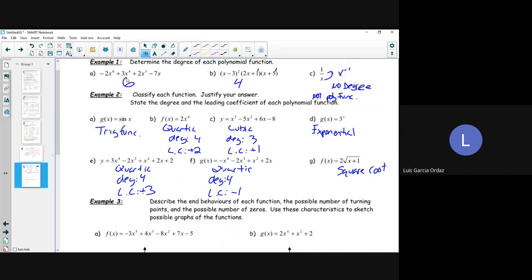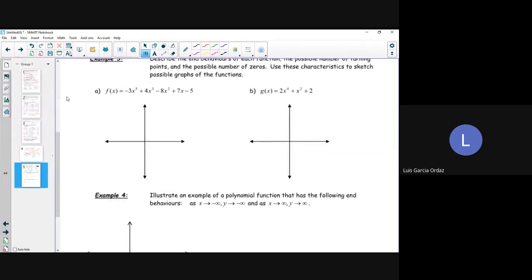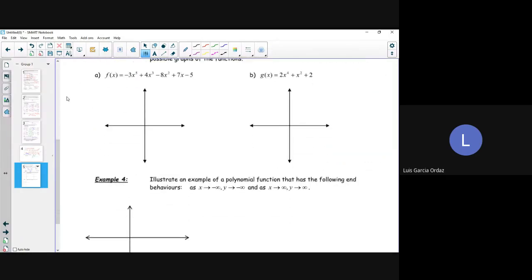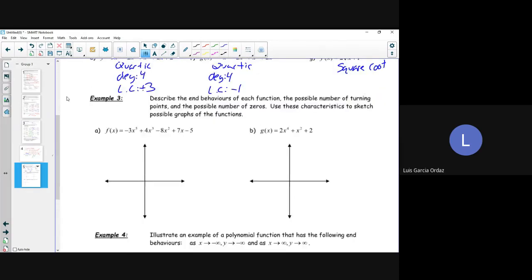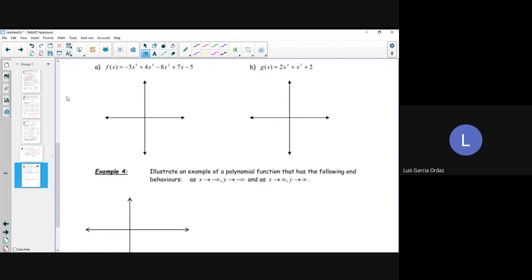And then we have our last example, or second last example. Sir, is there no leading coefficient for it? No, it only says that you can state the leading coefficient and the degree if it's a polynomial function. So you don't need it for the ones that are not polynomial functions. So example 3, we want to describe the end behaviors, the number of turning points, the number of zeros, and we want to use these characteristics to sketch the possible graphs of these functions.